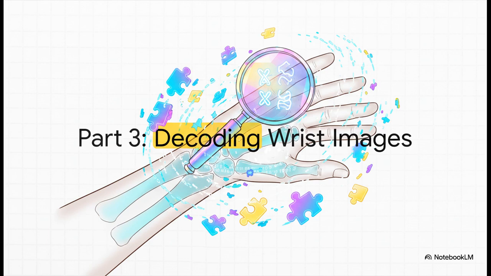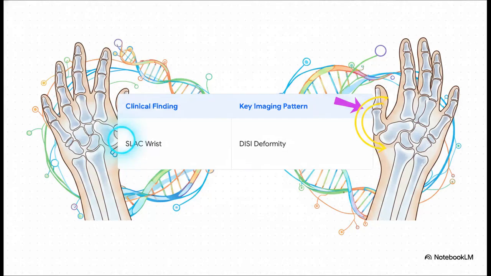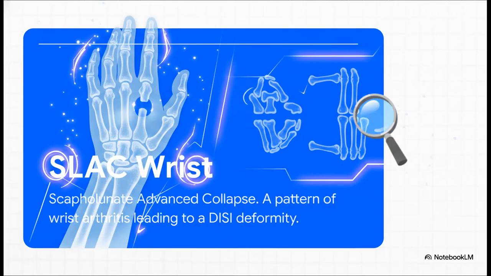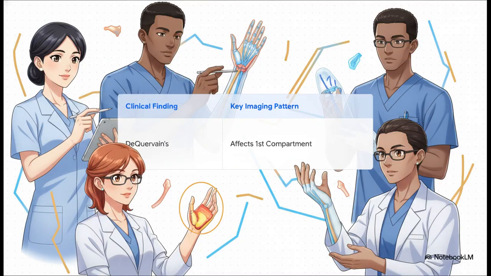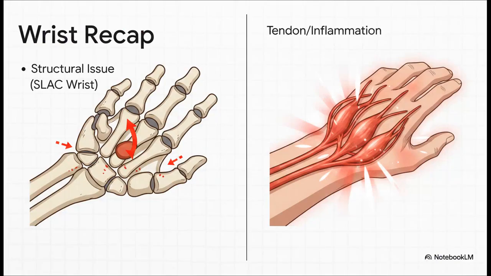Okay, let's decode a couple of patterns you'll definitely see in wrist images. If you see a SLAC wrist, you're going to want to look for an associated DISI deformity. So what is SLAC? It's a pattern of arthritis that often causes that DISI deformity. With de Quervain's, the action is all in the first dorsal compartment. That's where the inflammation is. So a perfect contrast, right? One wrist issue is structural, the other's inflammatory.